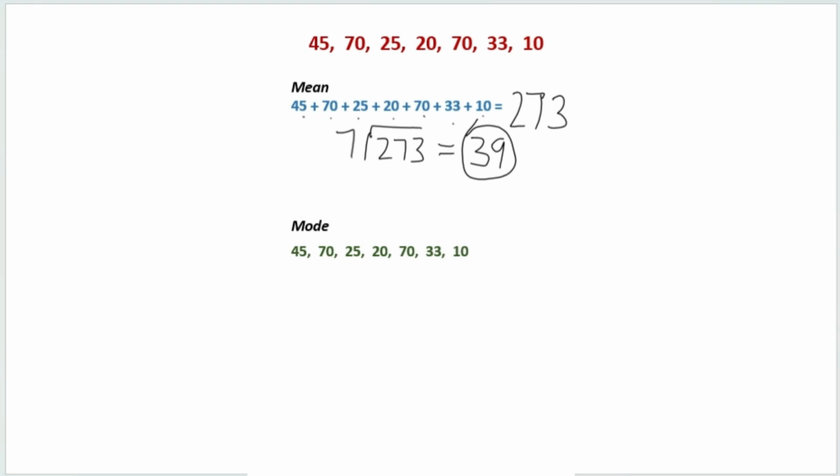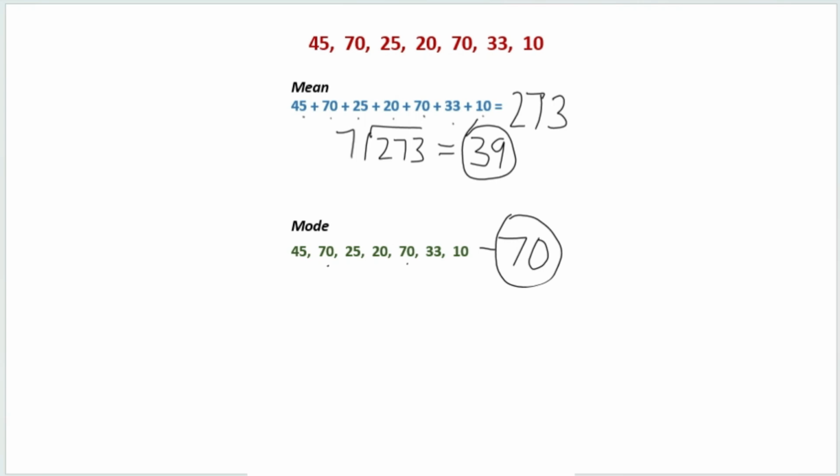So mode is the frequency that a number appears. So if we look at our list, we have 45. There's only one 45. 70. So we have two 70s in our list. 25, there's only one. 20, there's only one. 33, there's only one. And 10, there is only one. So our mode is 70 because that is the highest amount of frequency for the numbers in our list.